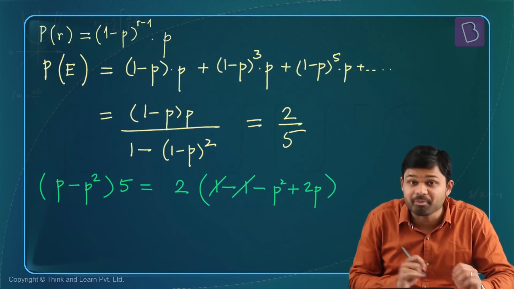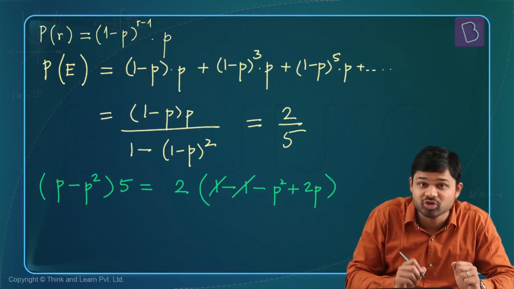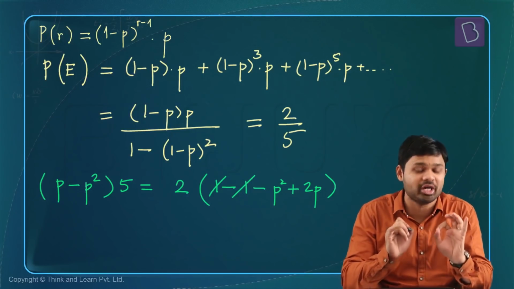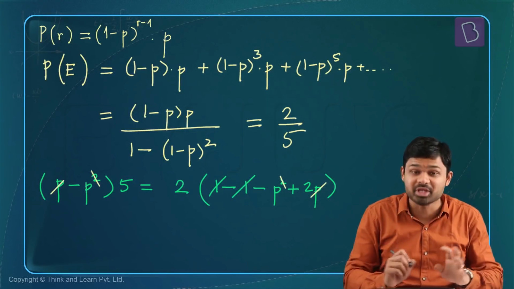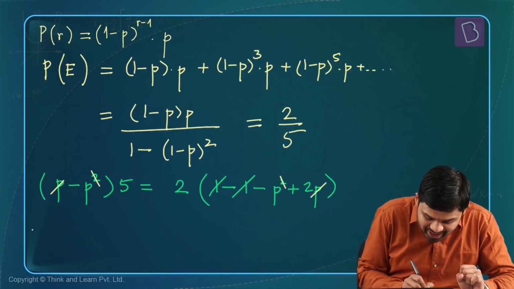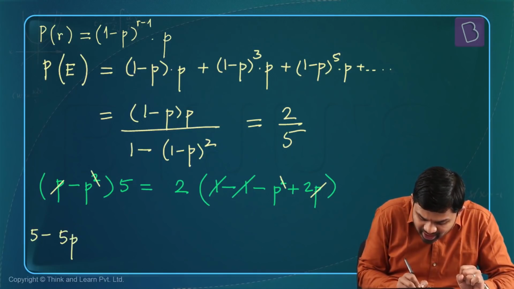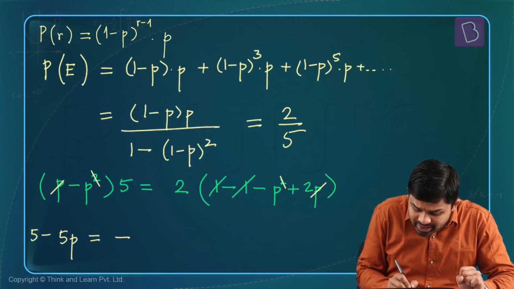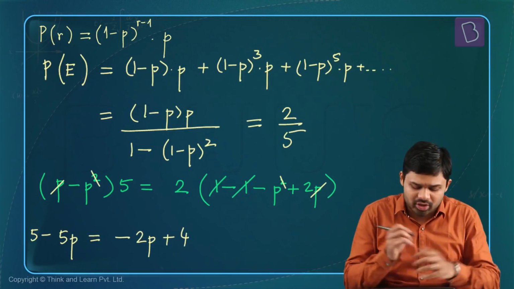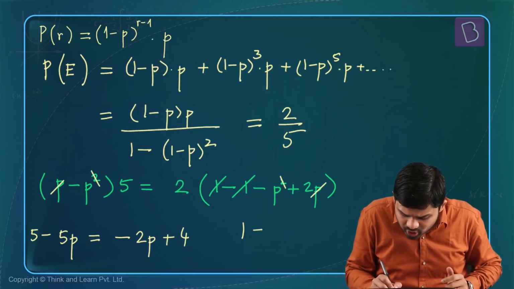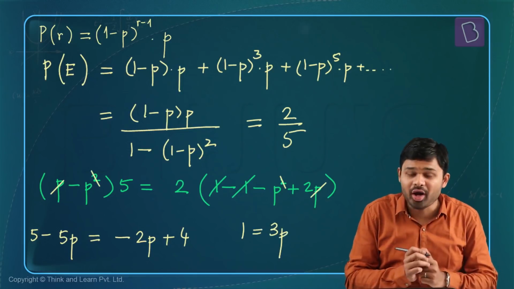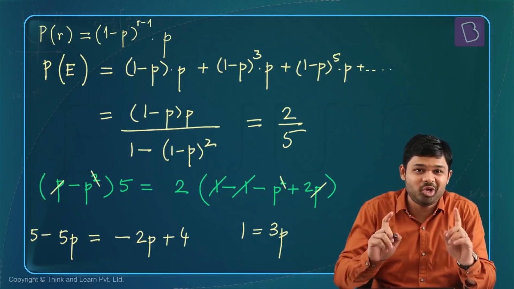So you actually have p's on both the sides. So I can cancel out certain p's because it's known that p is not equal to 0. So I can cancel out some of these p's from here. So eventually what I have is 5 minus 5p equal to negative 2p plus 4. So you do the manipulation in this particular case. So you get 1 equal to 3p, or p is 1/3, but that's not what is interesting.